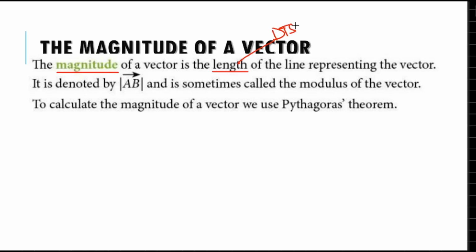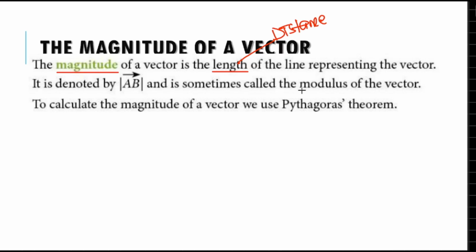Remember, magnitude is not the same thing as the displacement. Displacement, you have to do the calculation the way we did it there. So it is denoted by the absolute value of AB. Actually, distance is the absolute value of displacement. So when you calculate AB, which is B minus A, you get a displacement. But when you take the absolute value of your answer, then you get what is known as distance. And it is sometimes called the modulus of the vector. So, well, we can call it modulus.